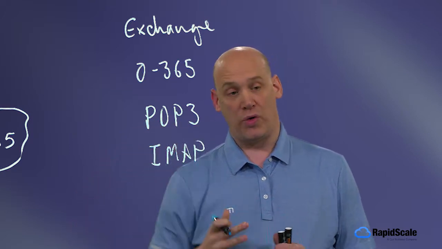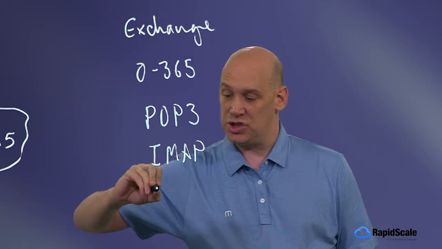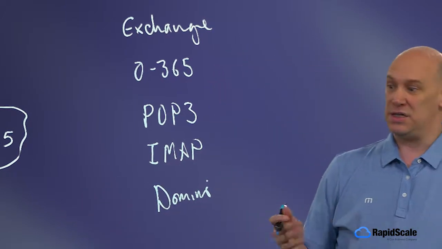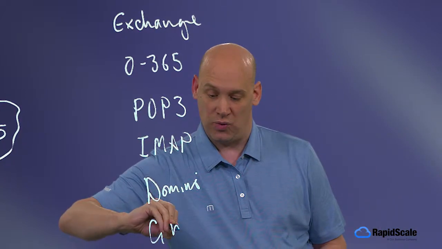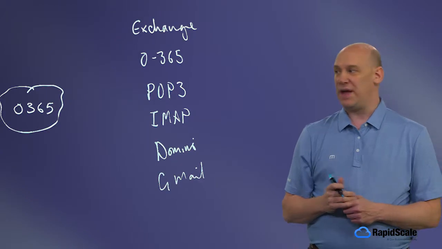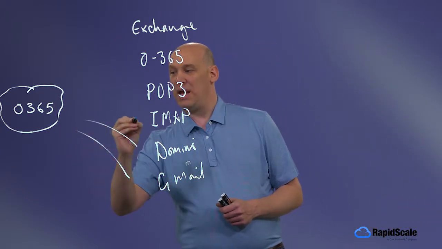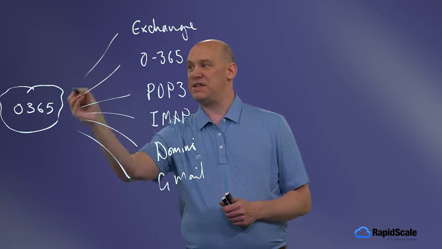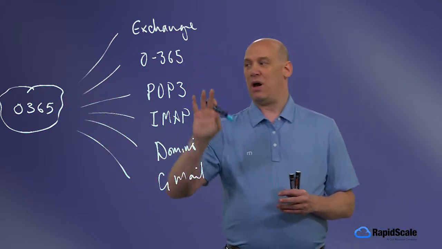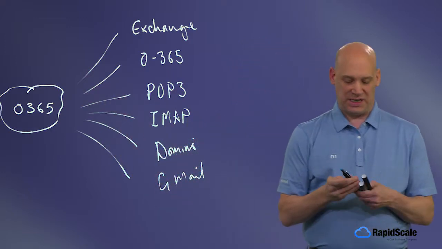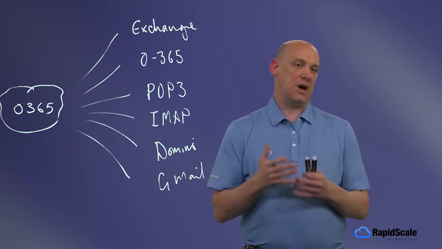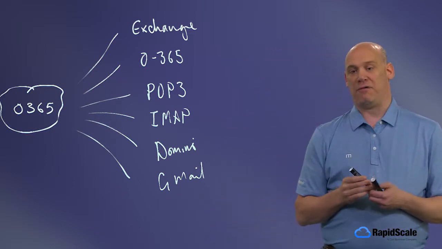You can import from the standard email protocols, such as POP3 or IMAP. You can import from older email systems, such as Domino. You can import from competitors, such as Gmail. These are probably the most common use cases when we think about getting data into the Office 365 ecosystem. Now this is talking about what data we can import into Office 365. It is not really talking about the different types of email migration. So let's talk about that for a moment.